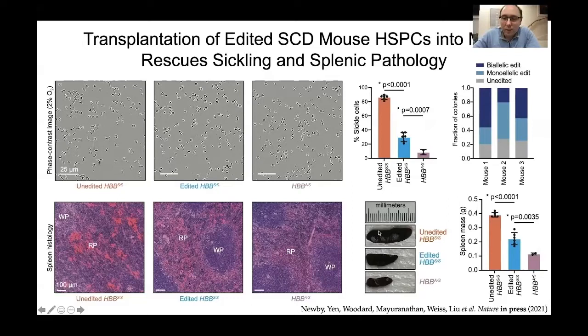Likewise, the enlarged spleen phenotype, splenomegaly, that's characteristic of this mouse model, was largely corrected in mice that received our edited cell population. So this quantifies the correction here in the total spleen mass. We achieve about 60% correction back to a healthy state.